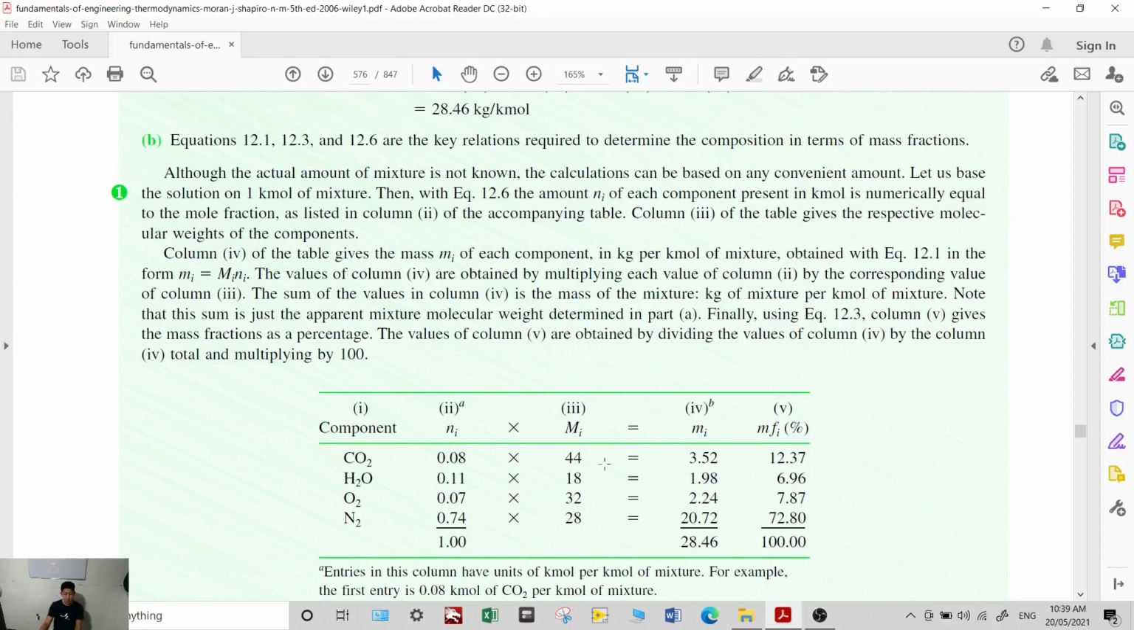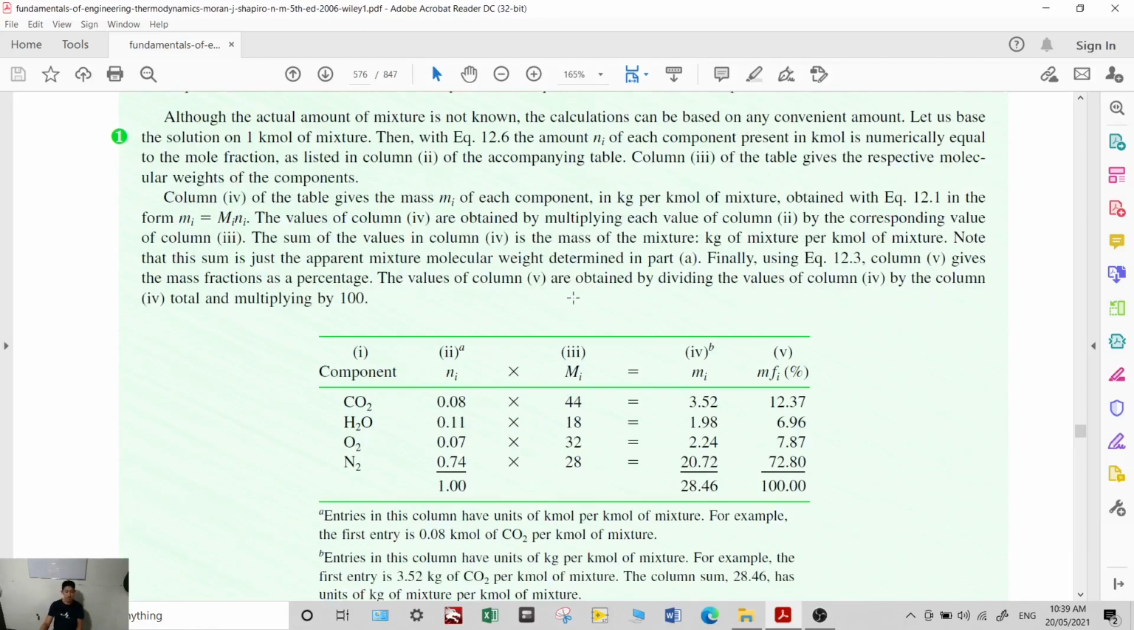First is assume 1 kilomole of mixture, no? So you assume a 1 kilomole mixture, and then you get the number of moles per component.